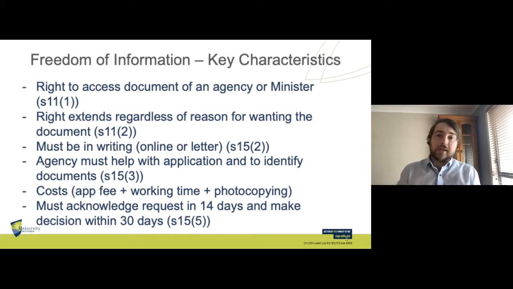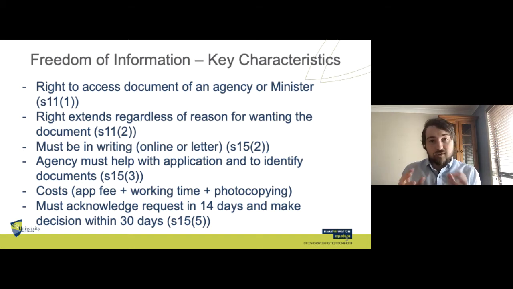And so it's not a valid reason for an agency or a minister who has had a freedom of information request put to them to say, oh, I think this person's going to use this information to hurt my political reputation or to expose a mistake that I've made. So I'm not going to give it to them. The reason for wanting the document is usually not a barrier to access to that document.